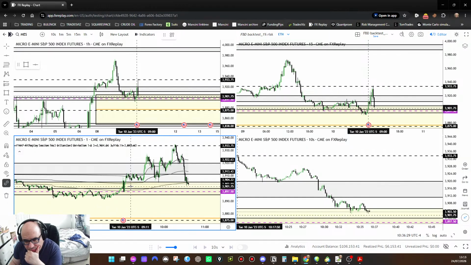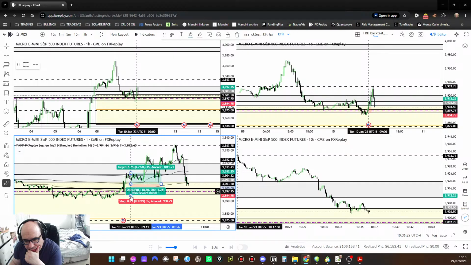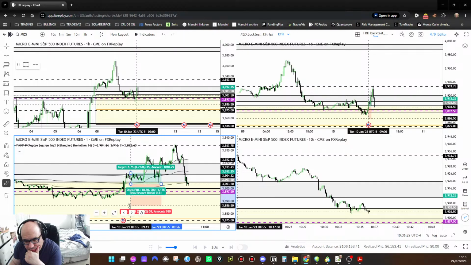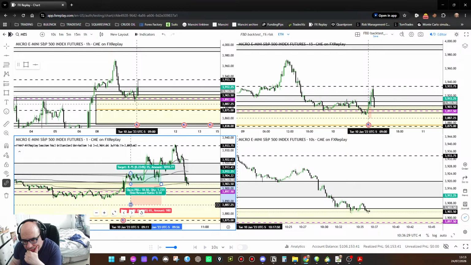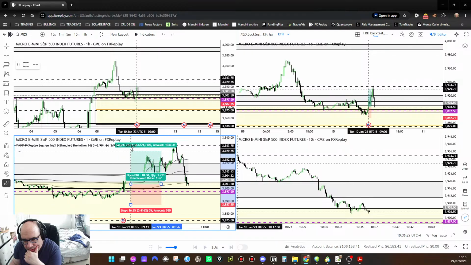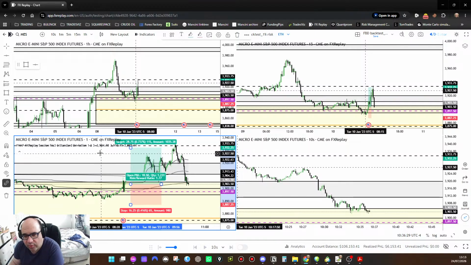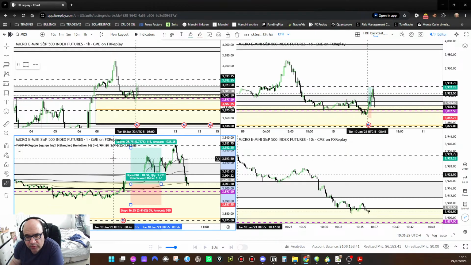That was the point of entry. I don't remember what it was. I think it was about right here. Let's say the risk was maybe up to here. It was like 4.5, so it was somewhere in the 70s, and we hit a target of about, I think the target was here, so that was 1.7R. Not bad, not bad.